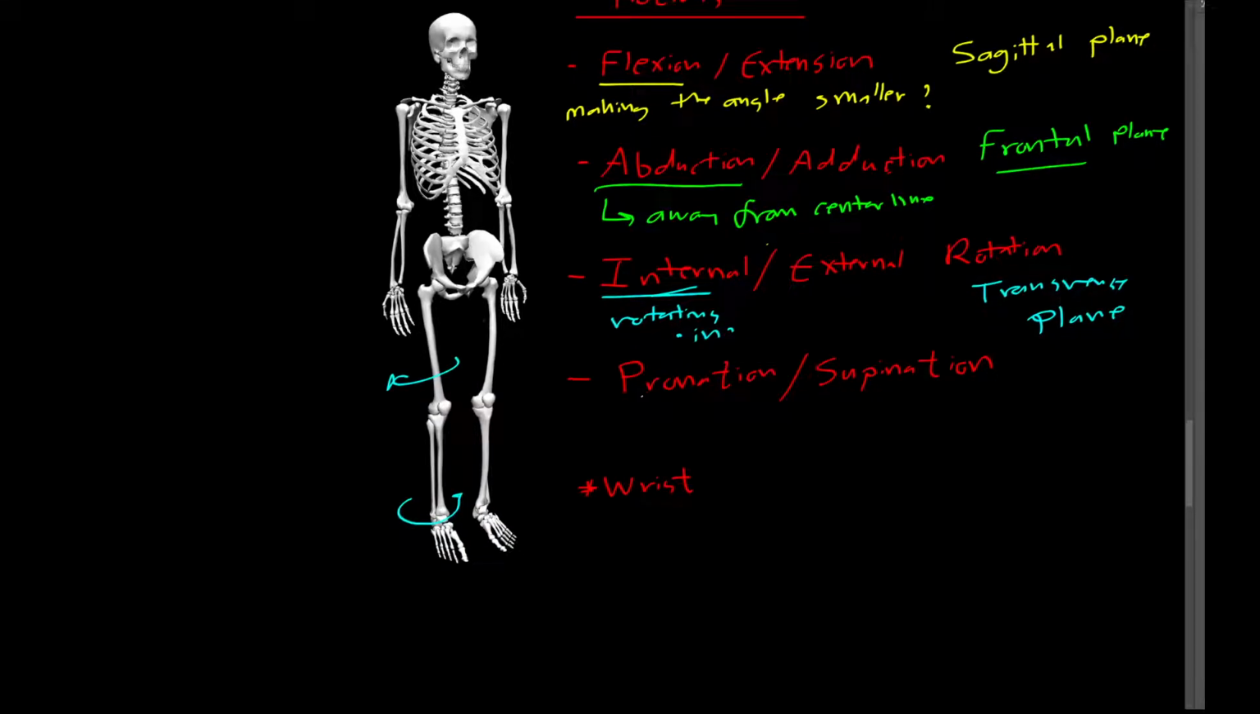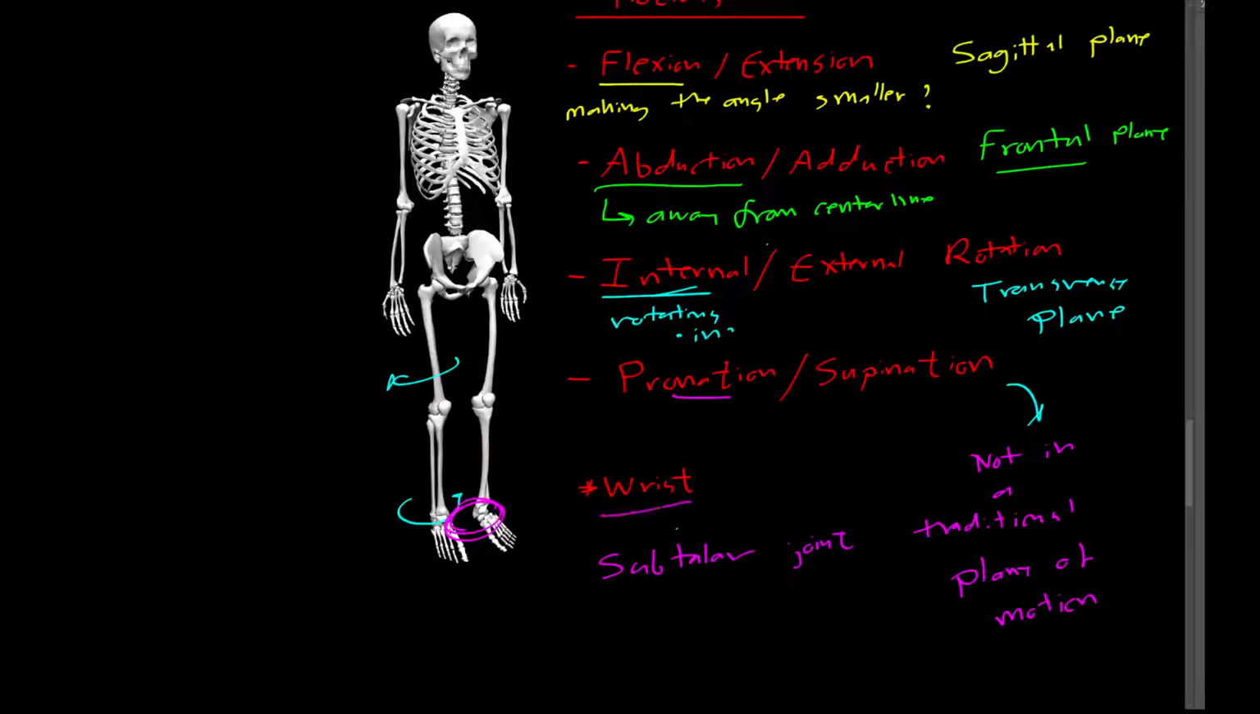Lastly, pronation and supination are a little bit weird because these are not in a classic traditional plane of motion. Now there's two places where you see pronation and supination used. You see it at the foot, or more specifically at the subtalar joint. And you see it at the wrist as well.